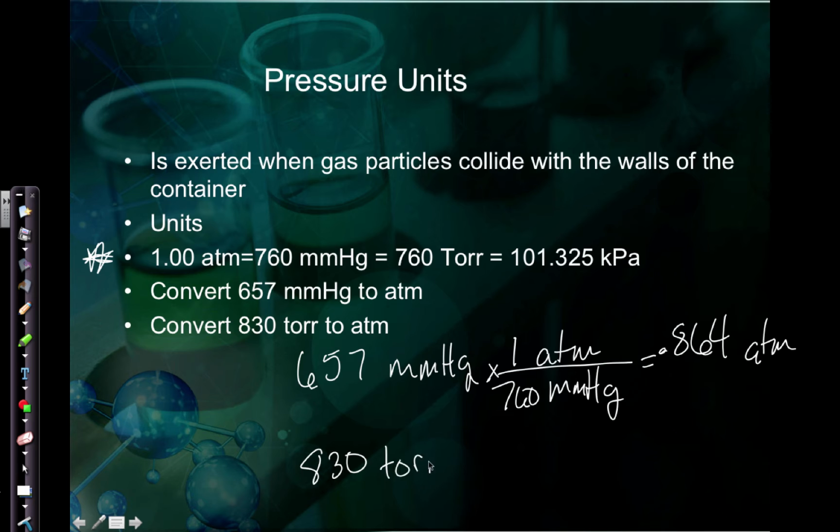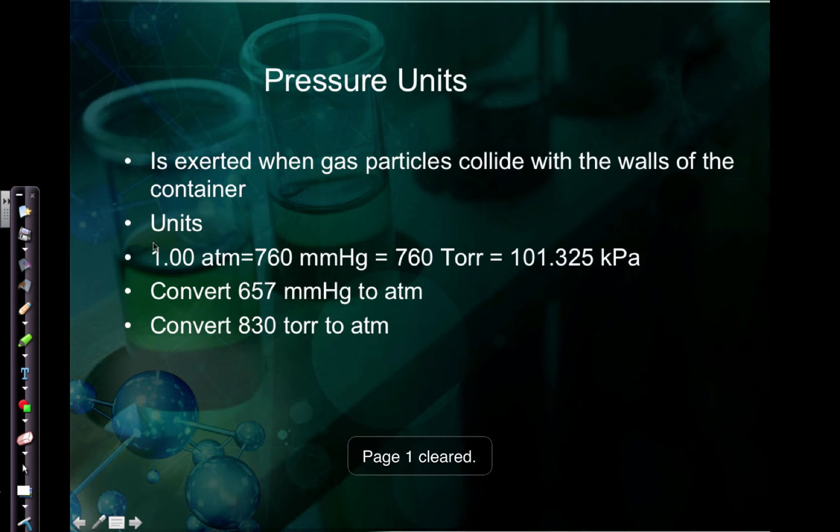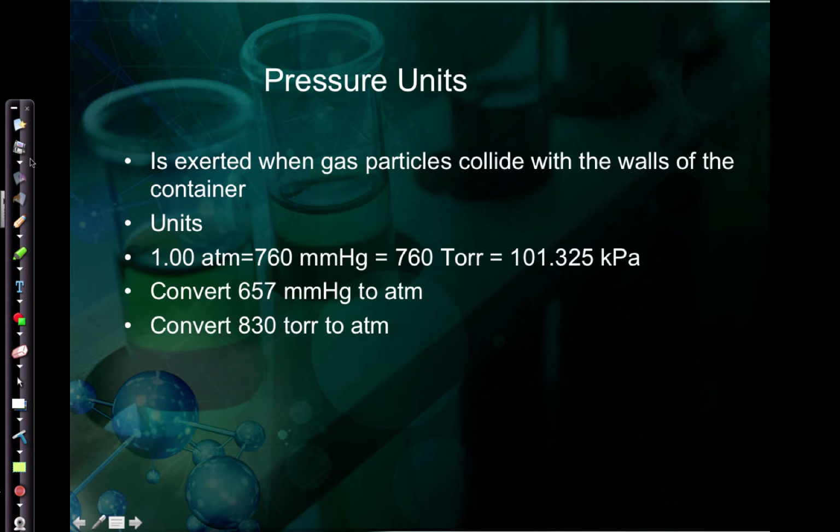So same thing right here, 830 torr. If I convert that to ATMs, 1 ATM is also equal to 760 torr. So just divide this by 760, so you're going to get a little bit more than 1 ATM. So you should get 1.09 ATM for this. All right, so this is just something you need to know. You need to know these conversion factors because I don't believe they're given to you on the reference sheet. So you just have to know them.